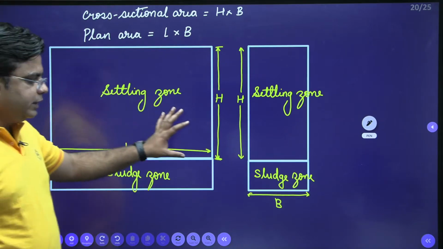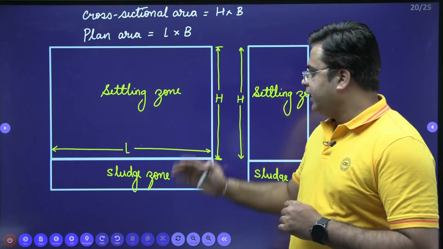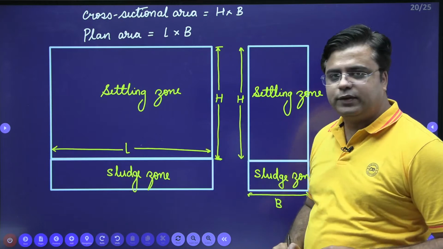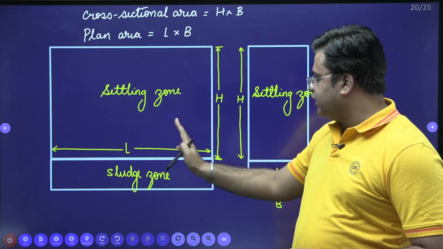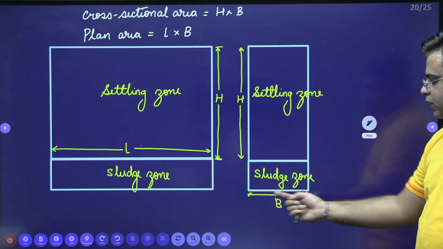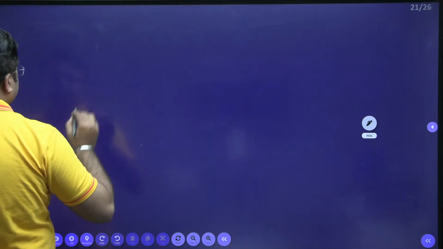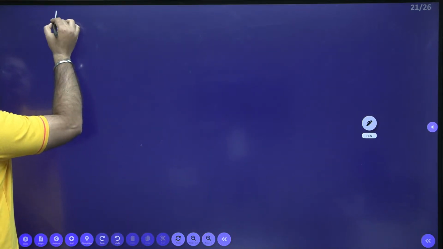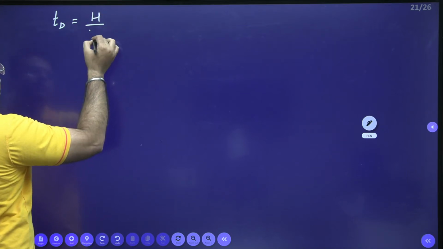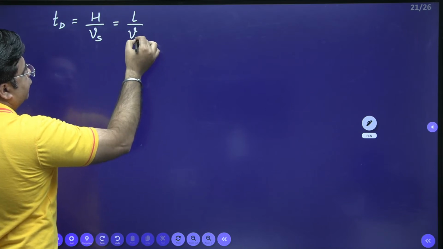So I think the geometry of this sedimentation tank is clear in your mind. When you take the longitudinal section, length and height of the settling zone are visible. When you take the cross section, the height of the settling zone and the width of the tank are visible. Now we have seen this, TD is equal to H upon Vs, and it is also equal to L upon Vf.